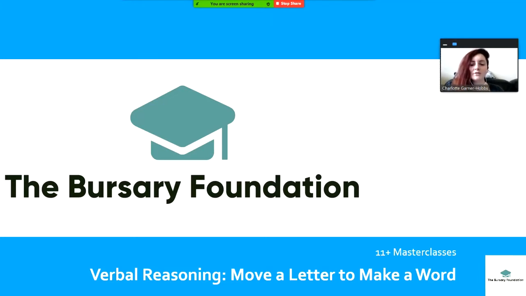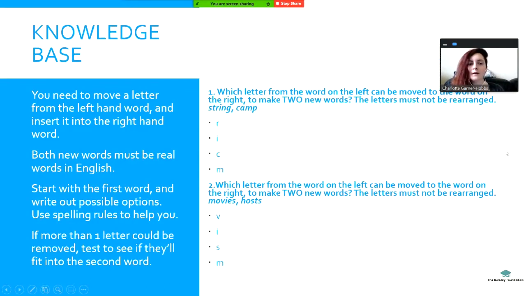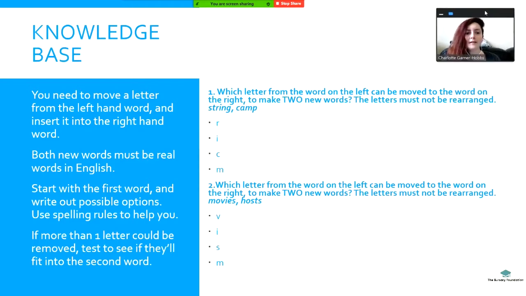So we're going to start off with a verbal reasoning lesson, and we're thinking about the topic, moving a letter to make a word. So what we mean by this is that you've got a letter in the first word that needs to be moved into the second word. Both of the new words that are created after you've moved that letter must create a real English word.